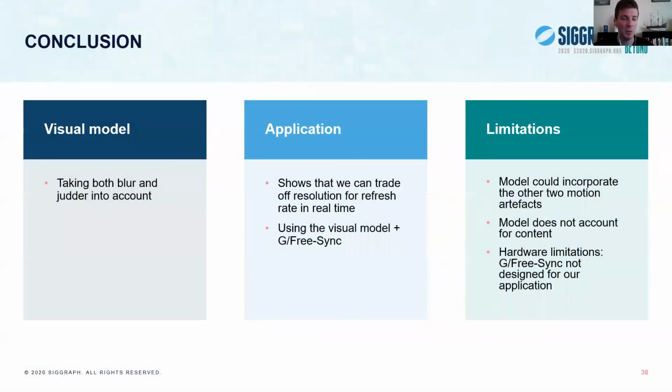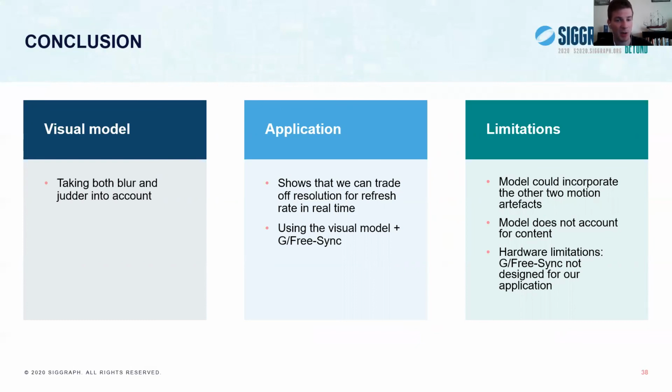In conclusion, we presented a visual model taking both blur and judder into account. We demonstrated a novel application of this model with motion adaptive resolution and refresh rate rendering, showing that we can trade off resolution for refresh rate in real time.